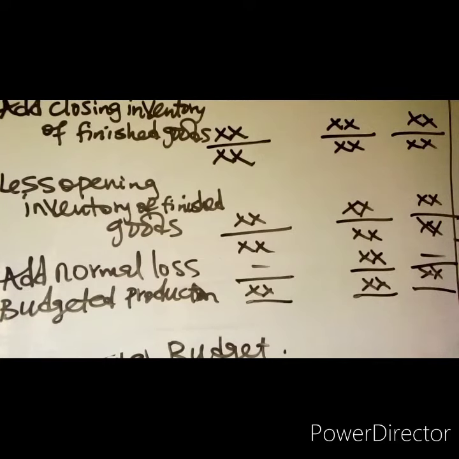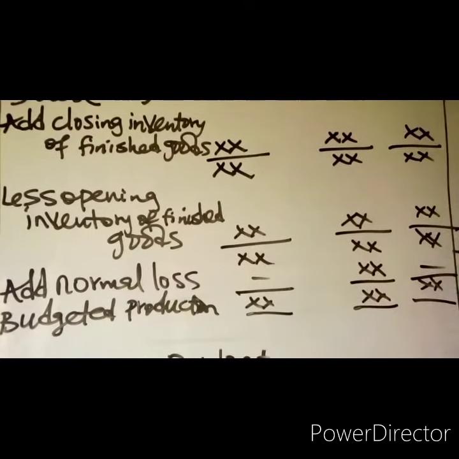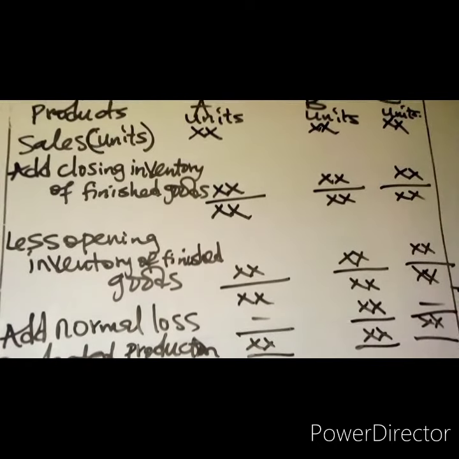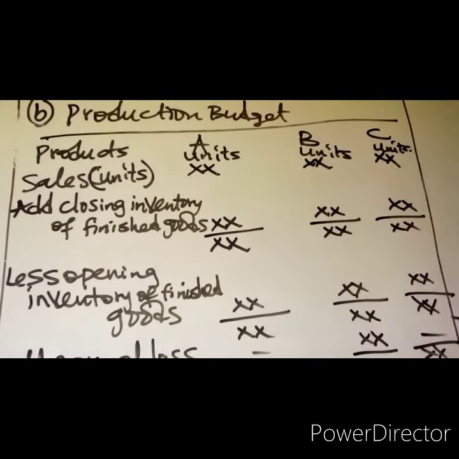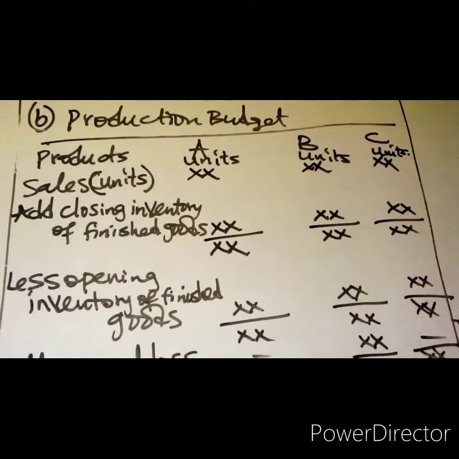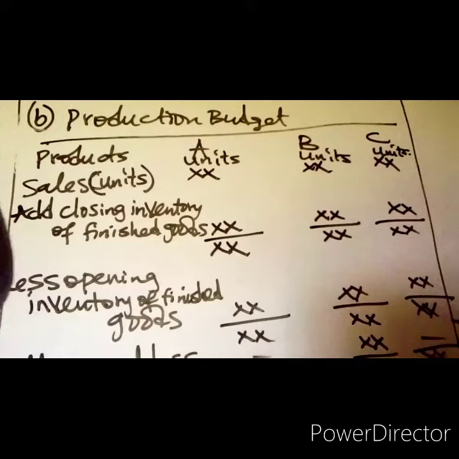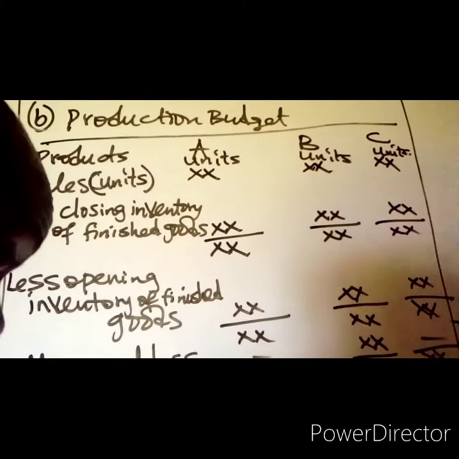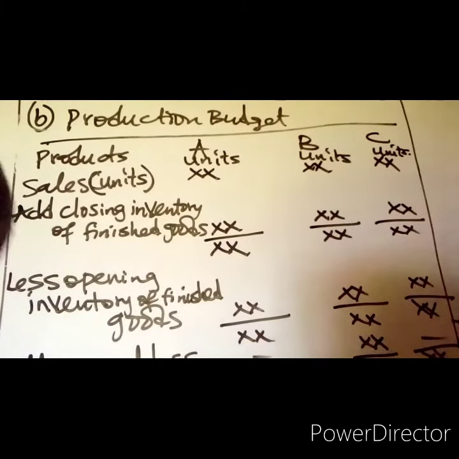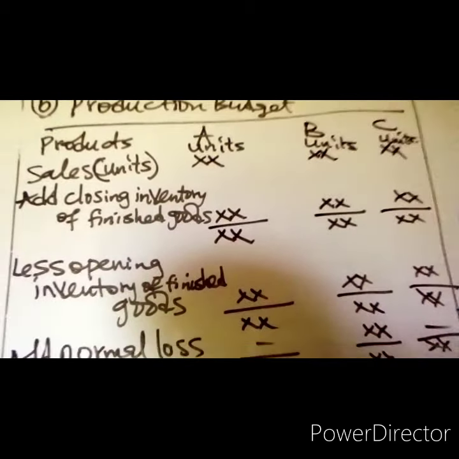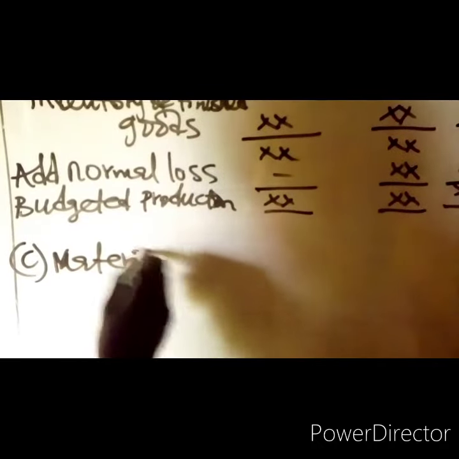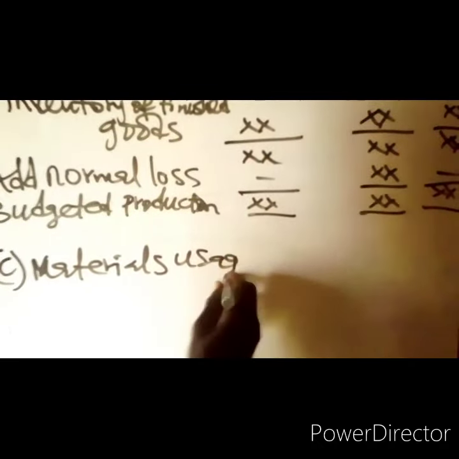After the preparation of the production budget, the next budget I'm going to consider is material usage budget. Material usage budget, that is number 3. I'm still on functional budget. The next budget I'm going to consider under functional budget is material usage budget.